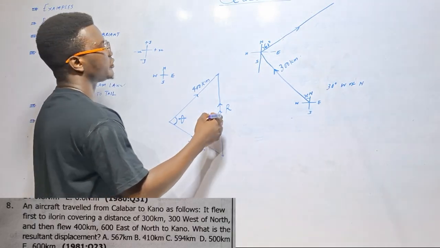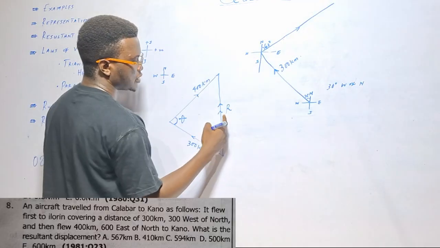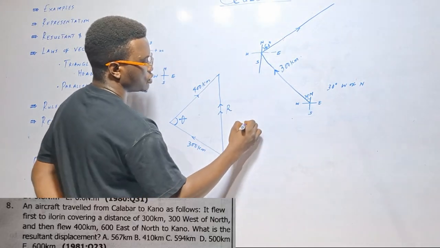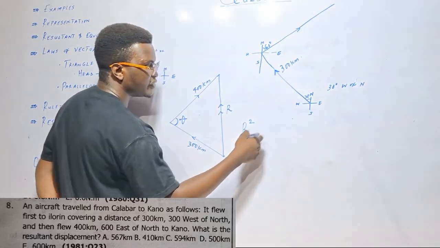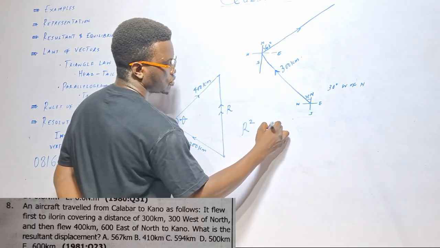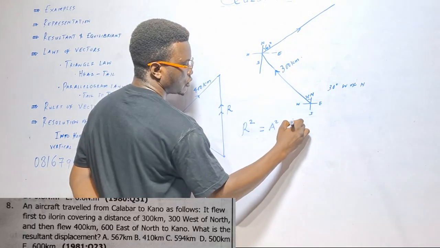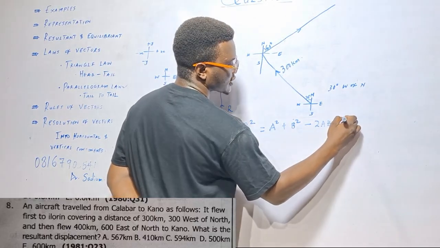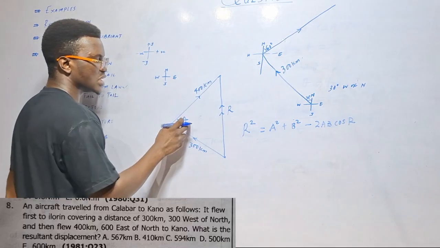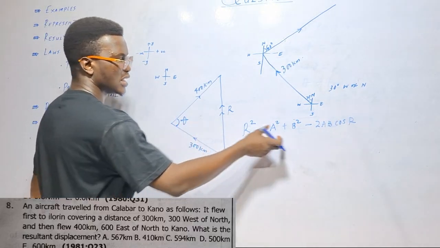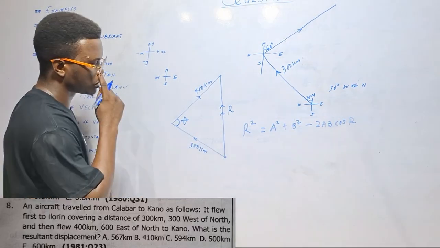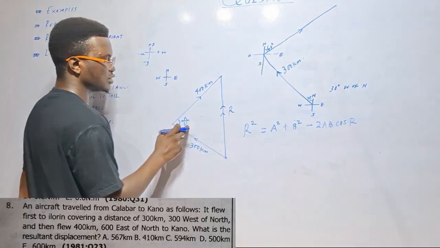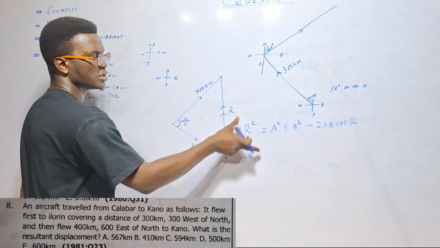From what we said, I can use the cosine rule here, or let's see how to do it. The general formula you use every time is r squared equals a squared plus b squared minus 2ab cos r. That's if you are using the angle facing r. So this is the formula.